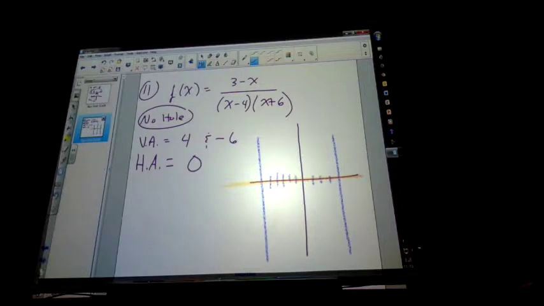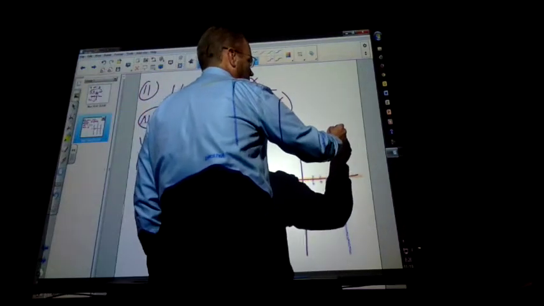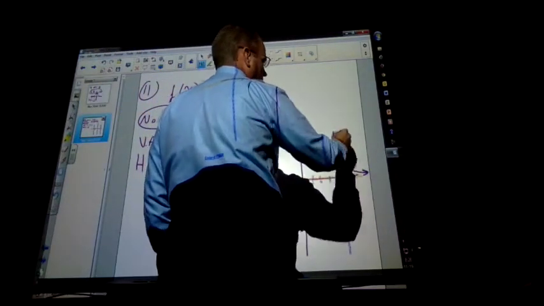If I were to take the number 10 and plug it in, on top I get 3 minus 10, which is negative 7, yes? And if I were to plug 10 in on the bottom, I'd get 6 times 16. So at 10, way out, we're actually getting a point way out here. So this graph is going to kind of look like this.